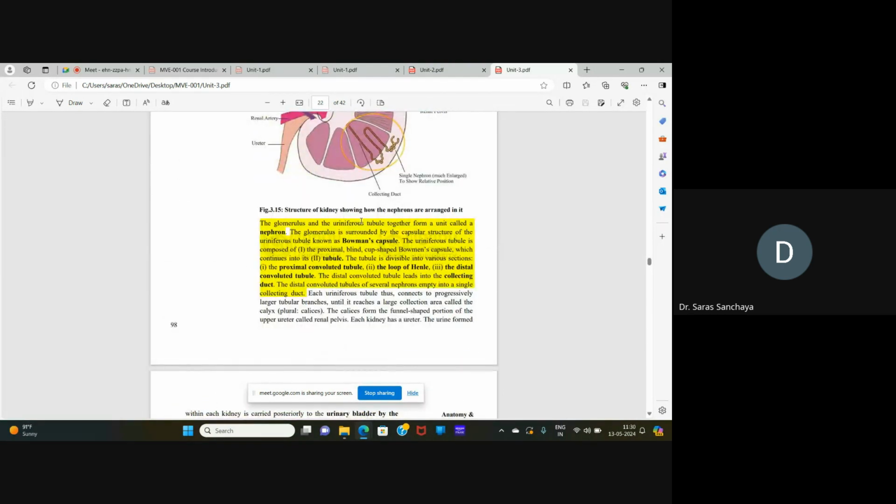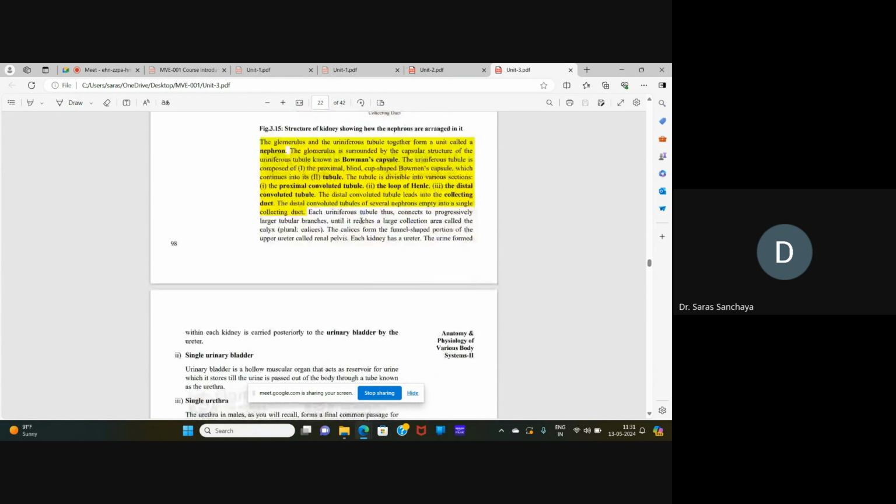Now, the structure of the kidney is mainly formed of nephrons. The glomerulus is surrounded by the capsular structure of the uriniferous tubule known as Bowman's capsule. The uriniferous tubule consists of the proximal tubule, the loop of Henle, and the distal convoluted tubule. The distal convoluted tubule leads into the collecting duct. The distal convoluted tubules of several nephrons empty into a single collecting duct.